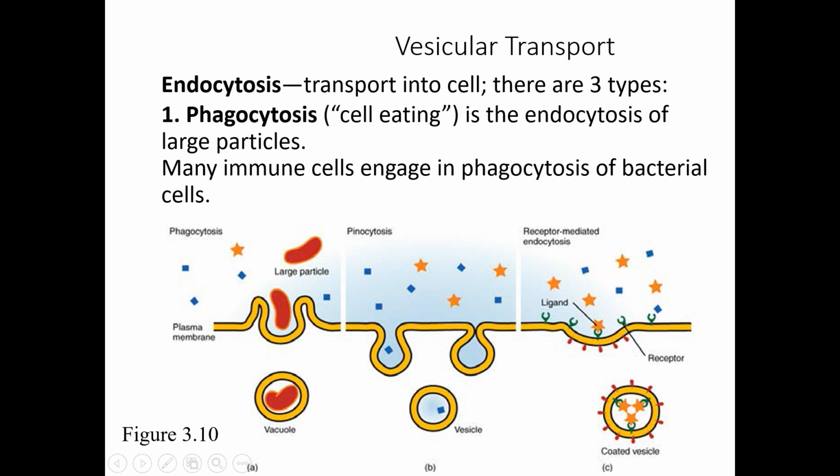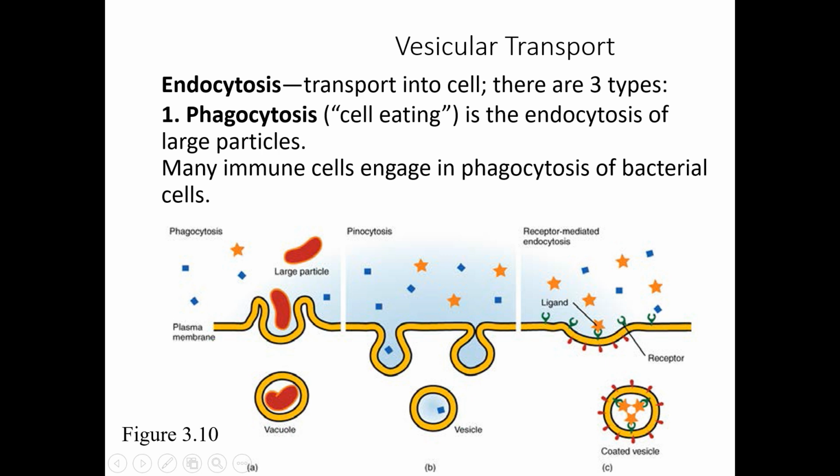Okay, so vesicular transport. Endocytosis is transport into the cell. It means that the plasma membrane, or cell membrane, forms a vesicle and takes some large particle into that vesicle. A large particle arrives close to the cell membrane. The cell membrane forms a vesicle around it and takes it inside. So that is called endocytosis.